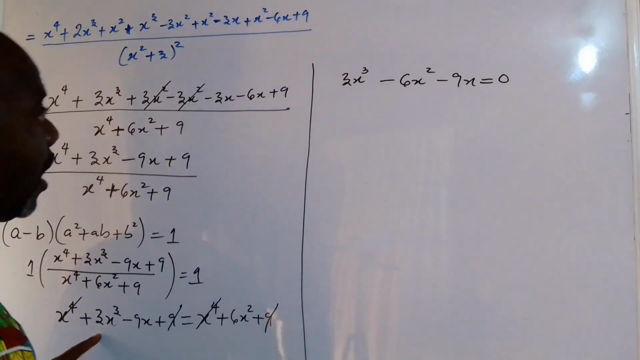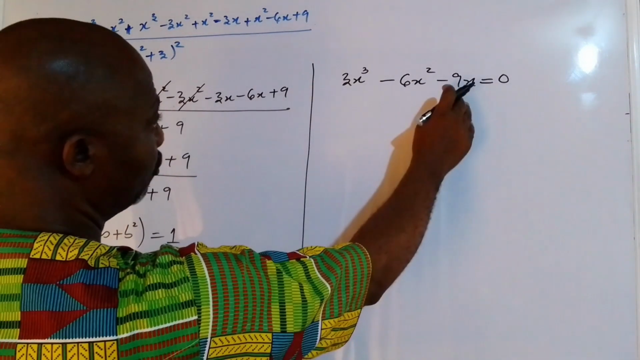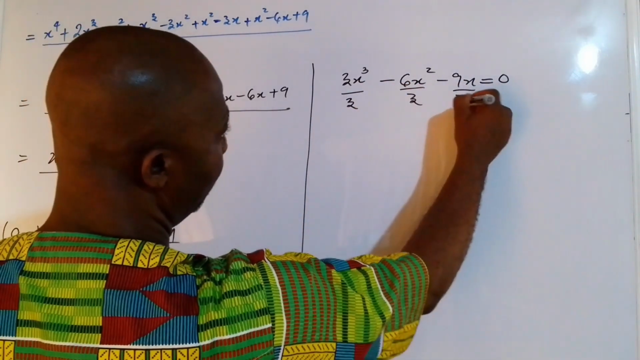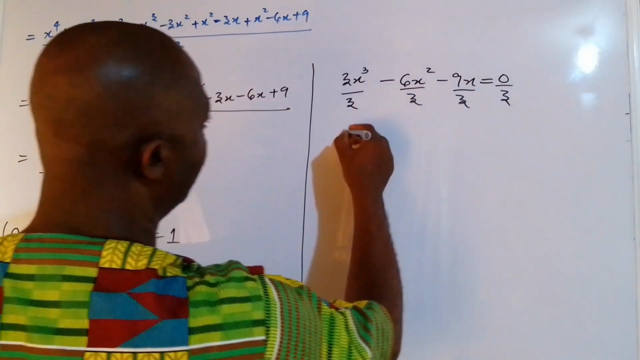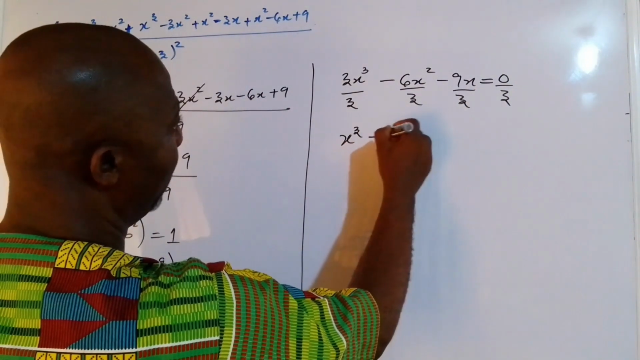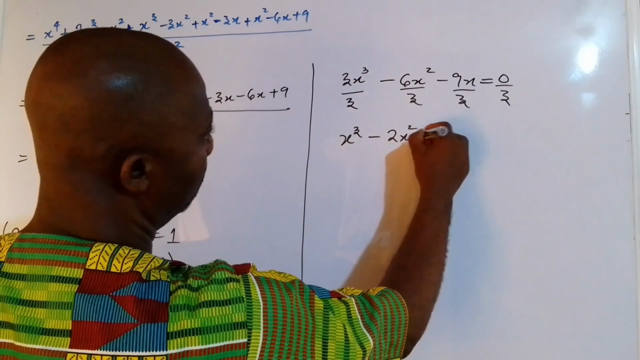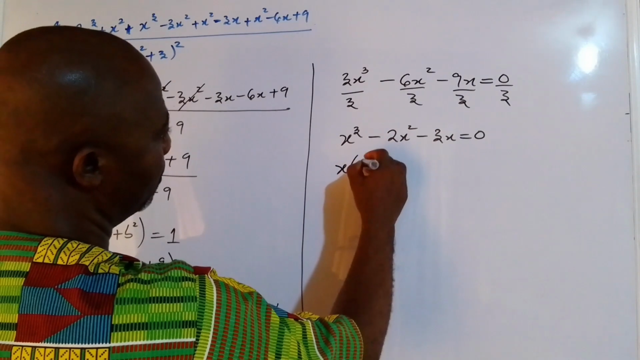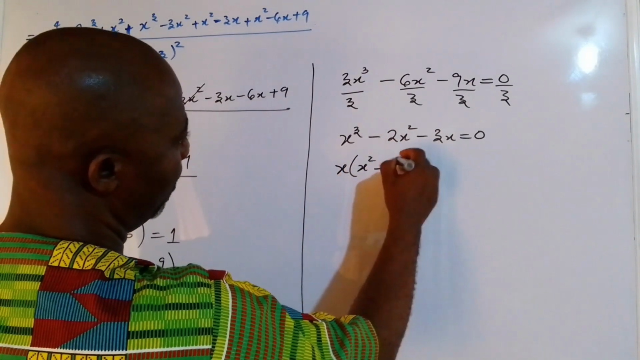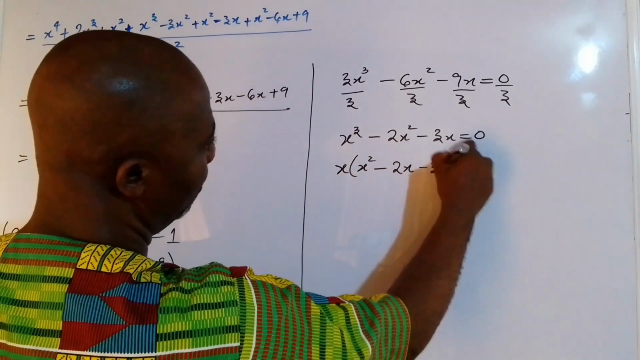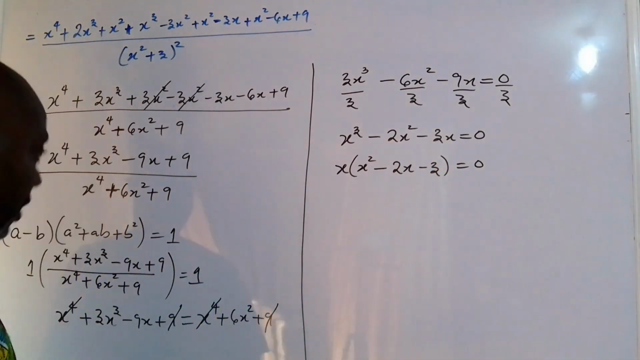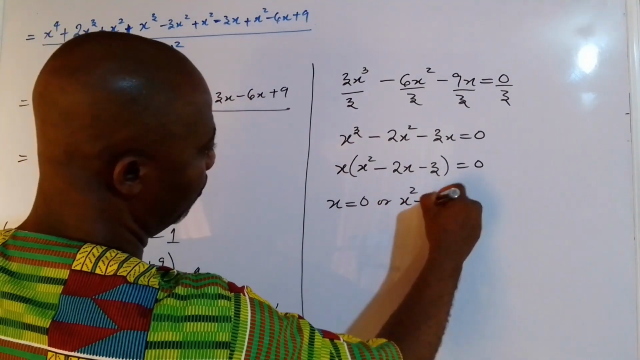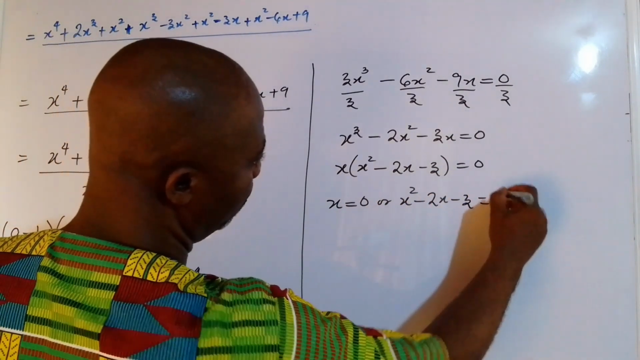So now we divide through by 3, each term divided by 3. So we'll have x cubed minus 2x squared minus 3x equal to 0. So x is common. x into x squared minus 2x minus 3 equal to 0. So this will give us x equal to 0 or x squared minus 2x minus 3 equal to 0.